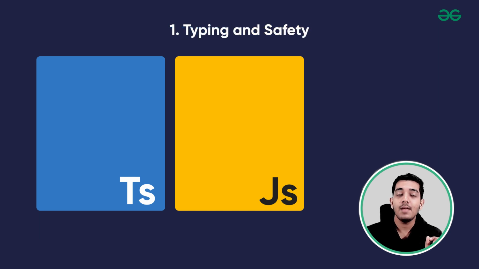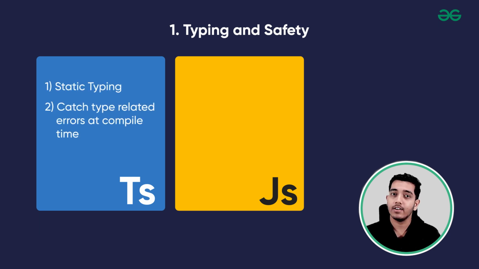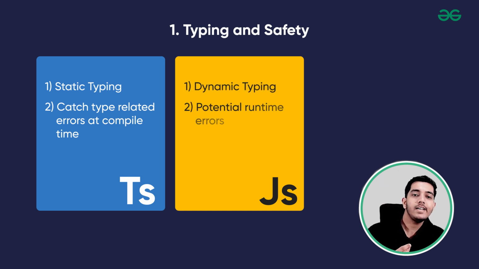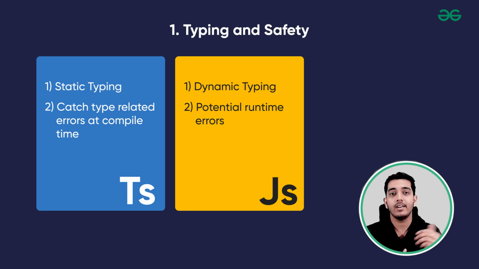Number 1, typing and safety. TypeScript offers static typing which can catch type related errors at compile time and provides better tooling support for code navigation and refactoring. This can be particularly beneficial for large code bases and collaborative development. JavaScript, on the other hand, is dynamically typed, allowing for more flexibility but potentially leading to runtime errors that may be harder to catch during development.